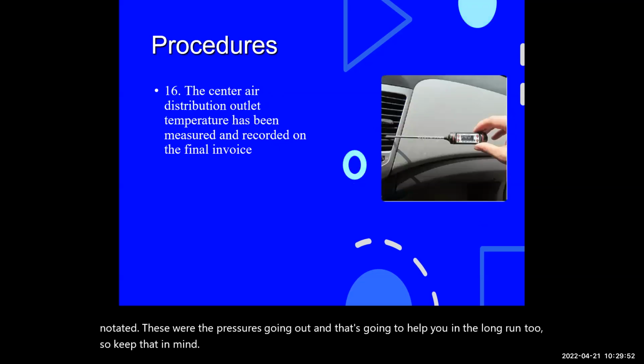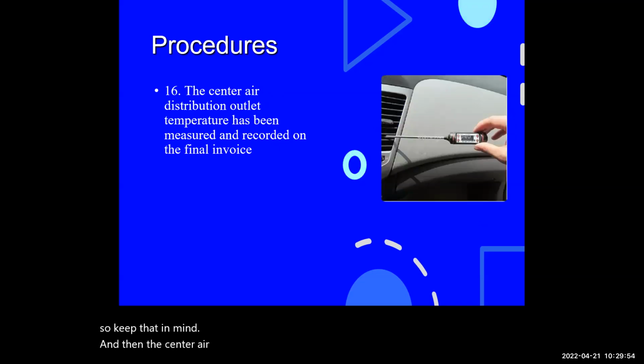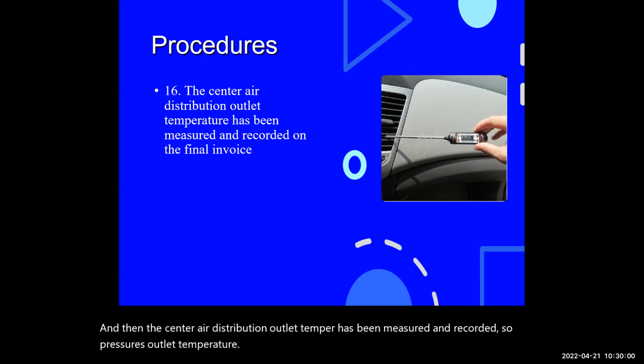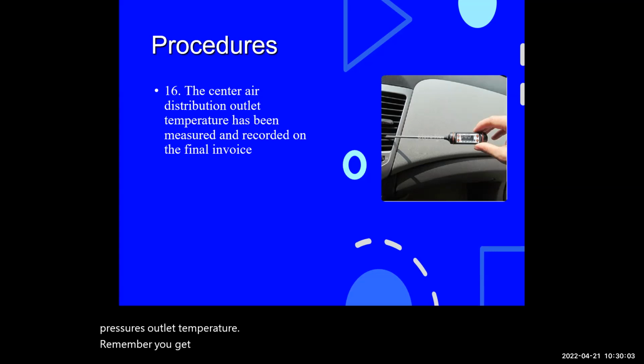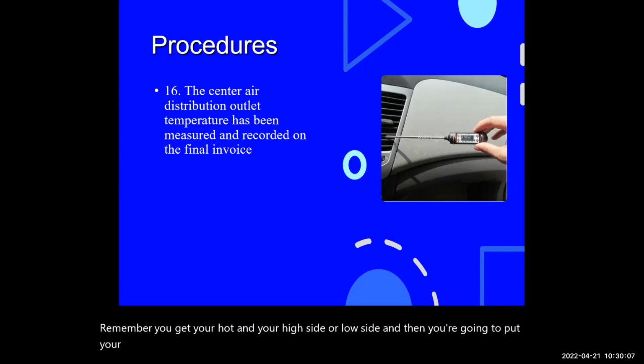And then the center air distribution outlet temperature has been measured and recorded. So pressures, outlet temperature. Remember, you get your high side, your low side, and then you're going to put your actual temperature out of the center register. So that is required also to be documented on your invoice.